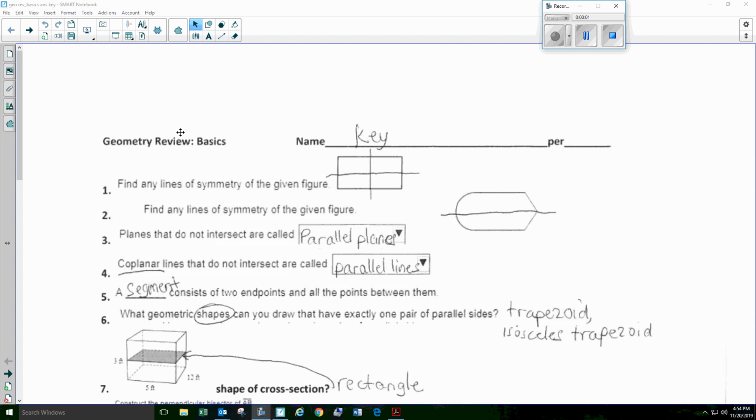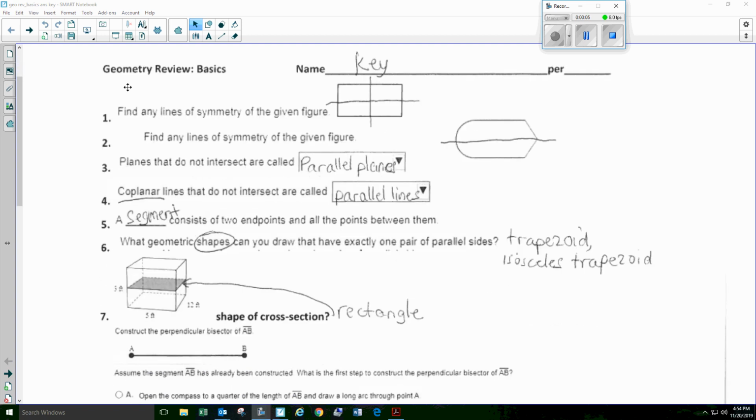Okay, I'm going to explain every problem here from your last review packet that you just turned in today. Number one, find the lines of symmetry of the given figure.